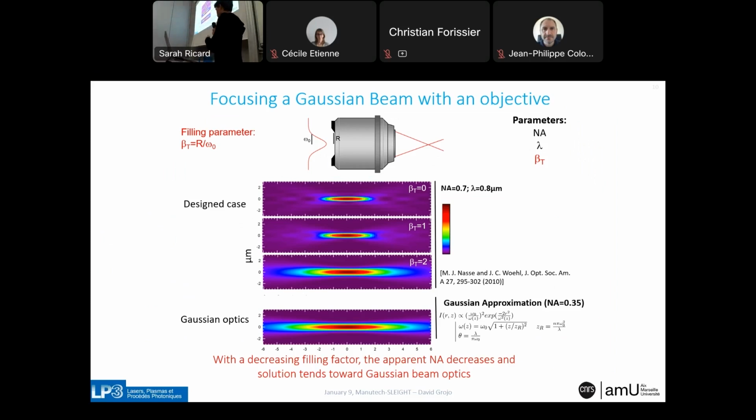The drawback is that, and it can be seen there, the spot size is increasing simply because you are decreasing artificially the numerical aperture of your lens by decreasing the beam size. So in practice, people are more dealing with intermediate cases, so beta equals 1, 2, as it is calculated there, and we have to account for these aspects.